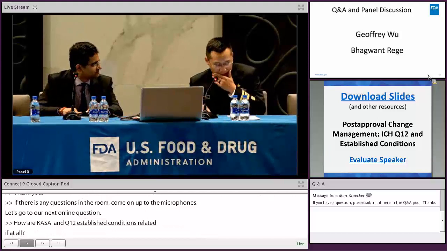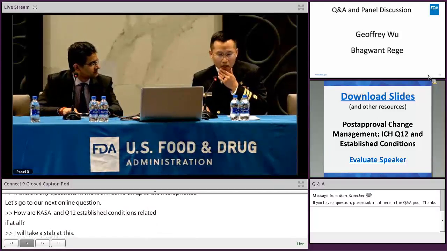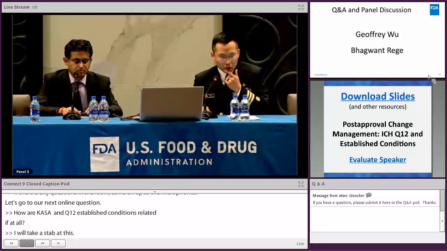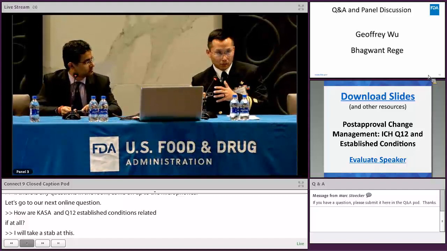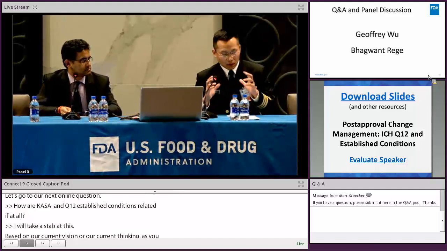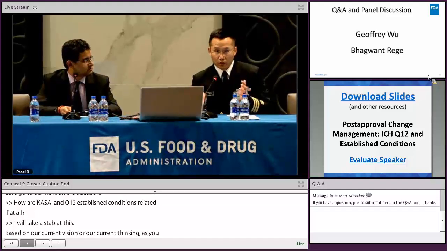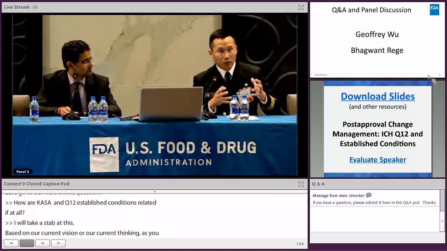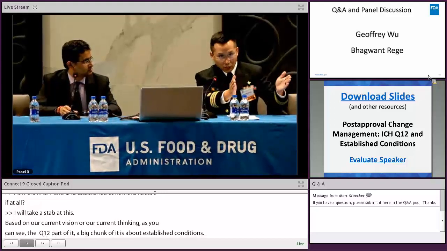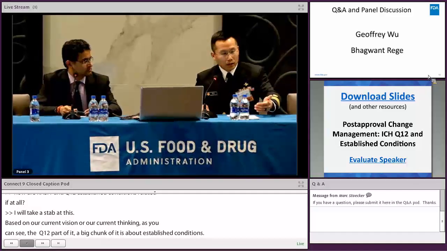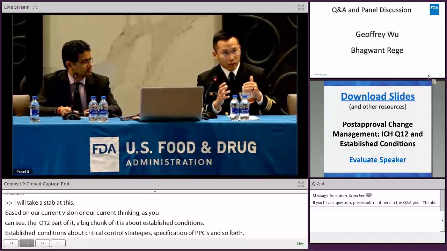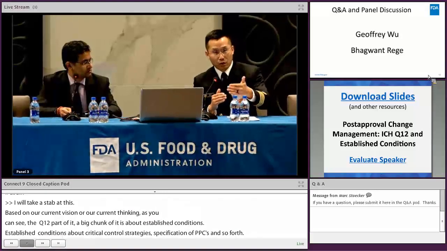I'll take a stab at this. Based on our current thinking, as you can see, the EC or Q12 part of it, as Dr. Bhagwant Rege mentioned, a big chunk of it is about established conditions. Established conditions about critical control strategies, either specifications or key CPPs or KPPs and so on, or even the product composition table, for instance, right? These are critical information, very key to the quality of the application or the product.